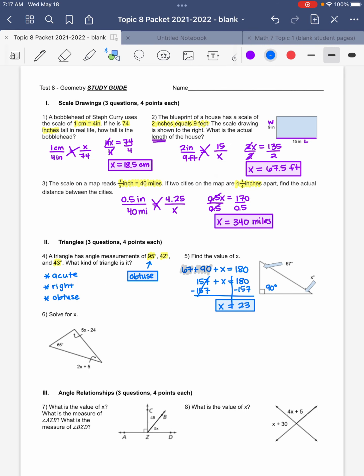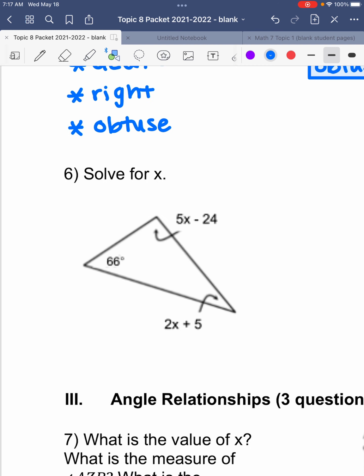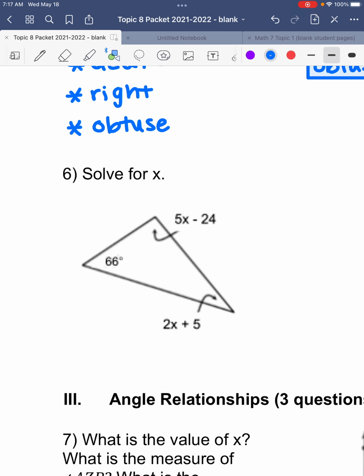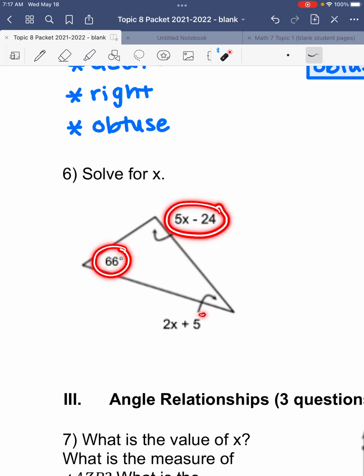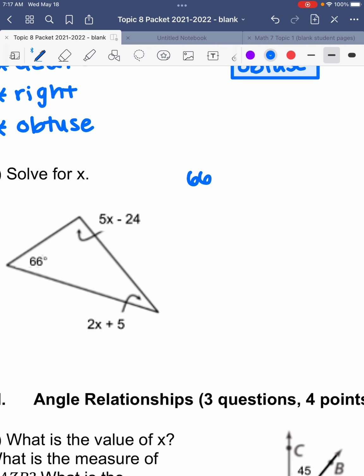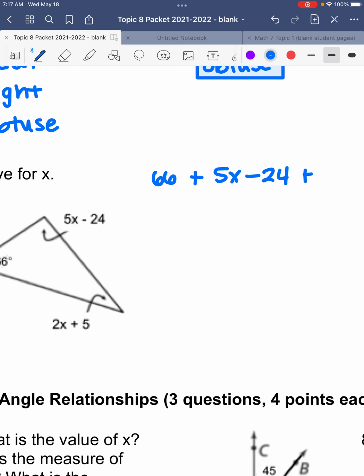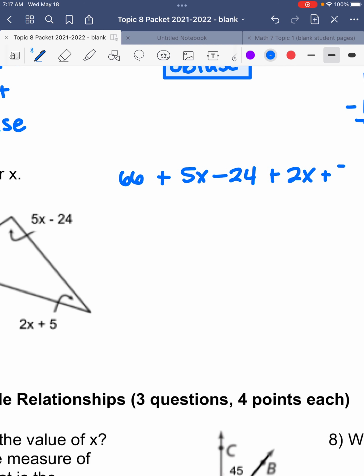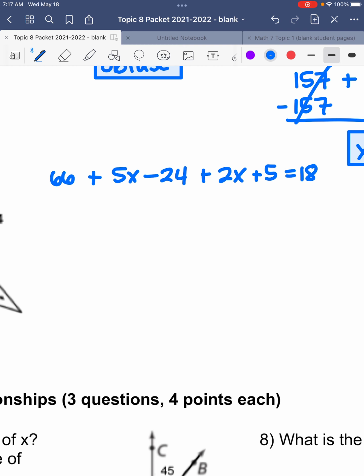Okay, let's move on to number 6. So this one is the same concept as number 5, but just a little trickier because we have some algebraic expressions. So we're solving for x. Okay, so I know that one angle measurement is 66 degrees, one is 5x minus 24 degrees, and one is 2x plus 5 degrees. So I'm just going to add all of these together and set it equal to 180 to solve for x. So we have 66 plus 5x minus 24 plus 2x plus 5. And again, we set that equal to 180.